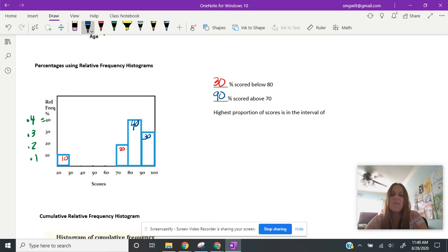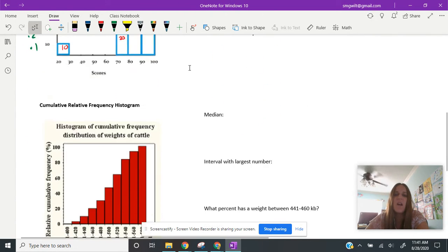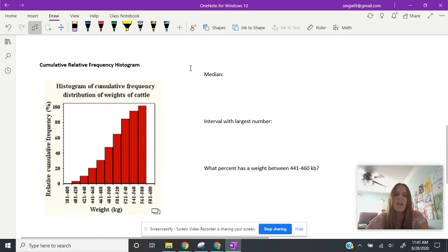And then if it's asking me what the highest proportion of scores is in which interval, they're really asking you which is the tallest bar. And so that means that it's that 40%. And so it's between 80 and 90. Okay, if they were asking me for the lowest proportion, my answer would be between 20 and 30 because that's the shortest bar. The last thing I wanted to look at was cumulative relative frequency histograms.